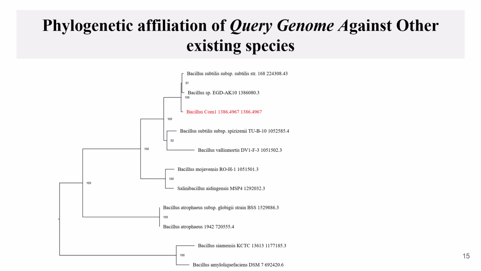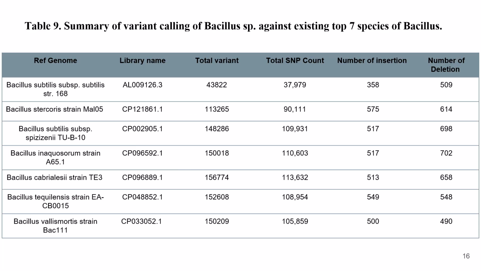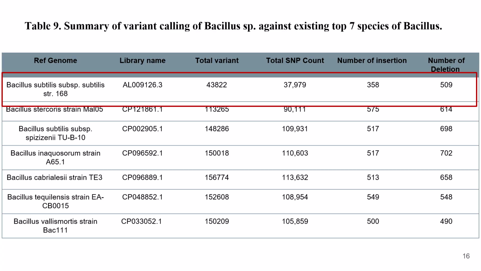That says that our strain not only belongs to the Bacillus genus, but it's also one of the strains of the Bacillus subtilis species. For variant calling, we again took the top 7 homologous genomes, and what variant calling does is compare the reference genome against our query genome and show us how many differences they have. The fewer the differences the reference genome has with the query genome, the more likely the query genome belongs to that specific reference genome. In our case, our query genome shows the least number of differences in total variants, SNP count, insertions and deletions with Bacillus subtilis strain 168 compared to the other 6 homologous genomes.